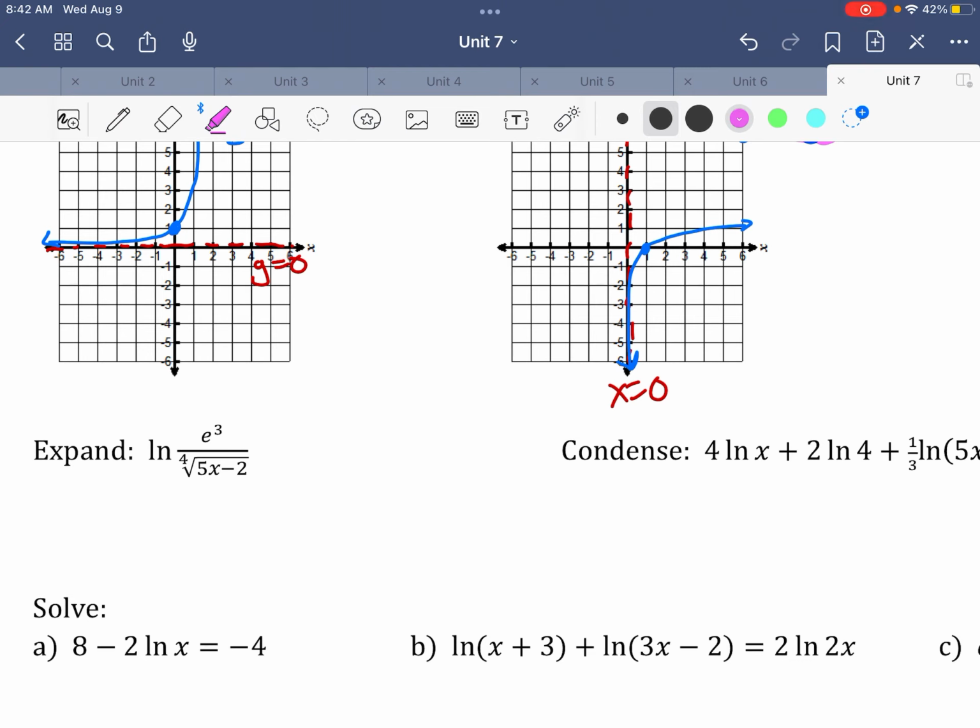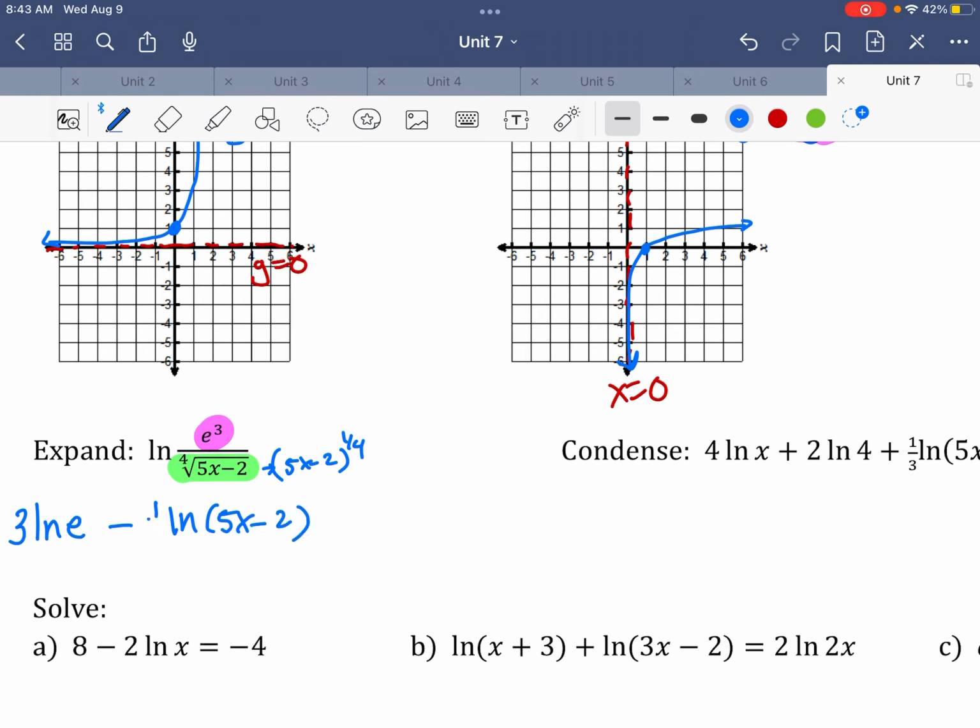So let's go ahead and do these. So recognize that I have in this problem two parts basically, and I'm going to break this into 2 logs, right? So I'm going to have ln of e to the third. Well, the 3 can go up front, and it's division, so I do subtraction. So minus ln. Now this 5x minus 2 has a 4th root. So remember, that's a 1/4 power. So I can write 5x minus 2 and then put a 1/4 out here. All right, so this is basically done, but this guy.